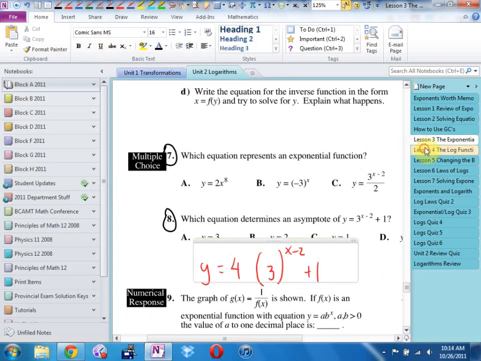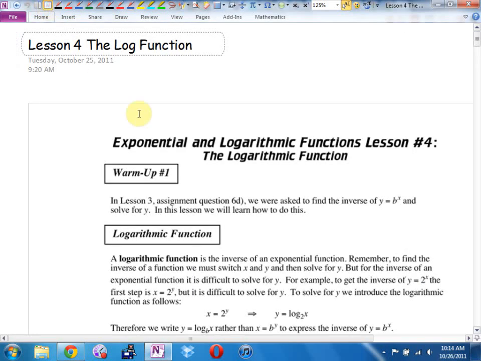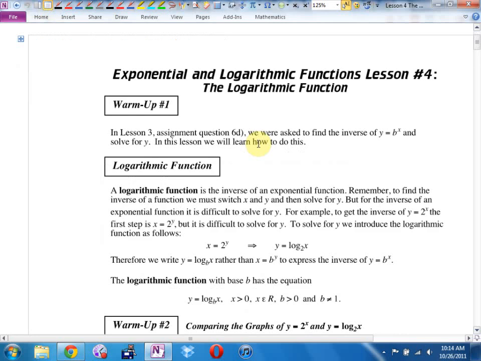Lesson 4. Oh, Mitsu, today is like Christmas. I get to give you an entirely brand new function.